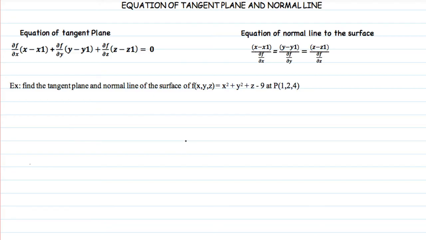Welcome. Continuing with the equation of the tangent plane and the normal line to a given surface. In this video, we're going to see how we find the equation of that tangent plane and how we find the equation of that normal line to that given surface.